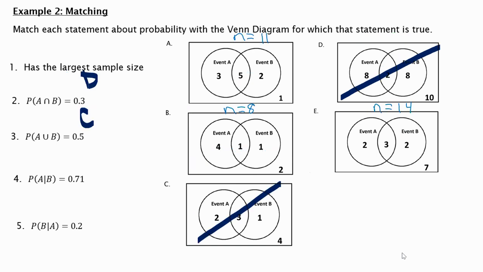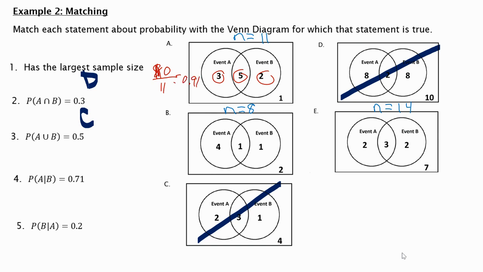For question 3, we're still using the same matching, so we can cross out C and D. We know we're not going to use them again. This time we're looking for the union. We're still going to use all of the same sample sizes as before. The big difference is it's A or B, so we're going to use any values that are listed within the circles of the Venn diagram. For the first one, if we add this up, we're going to get 10 over 11, which is 0.91.